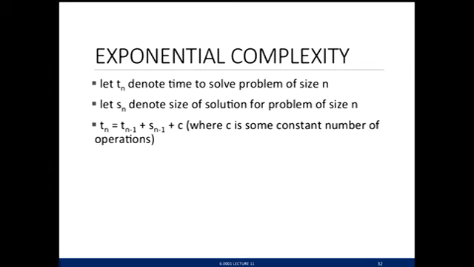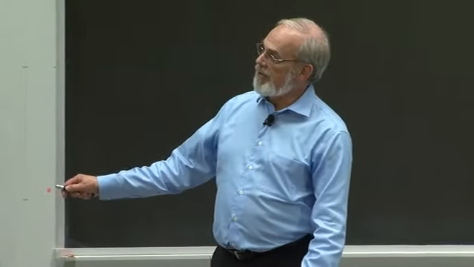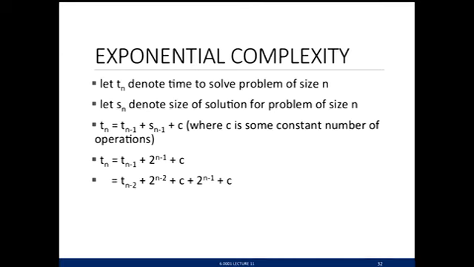So what can I say? There's the relationship. Because I know S of n minus 1 is 2 to the n minus 1. There are 2 to the n minus 1 elements inside of that. How do I deal with this? Let's play the same game. What's T sub n minus 1? That's T of n minus 2 plus 2 to the n minus 2 plus c. And I could keep doing this. You can see what the pattern is going to look like.